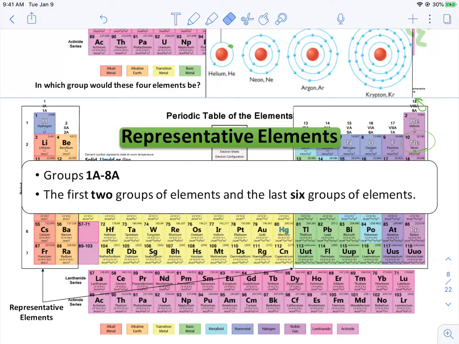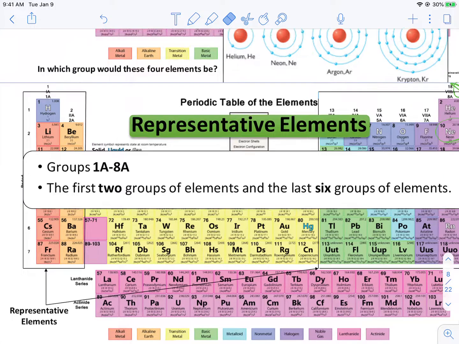And now for periodic table notes part 2. So with the periodic table, we have a lot of different groups and periods. And what we're going to do today is chunk the periodic table into different pieces. And so you'll notice that it's organized in different colors.